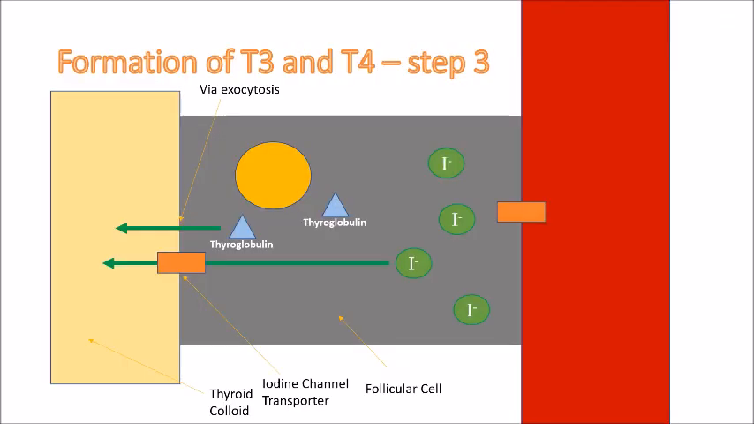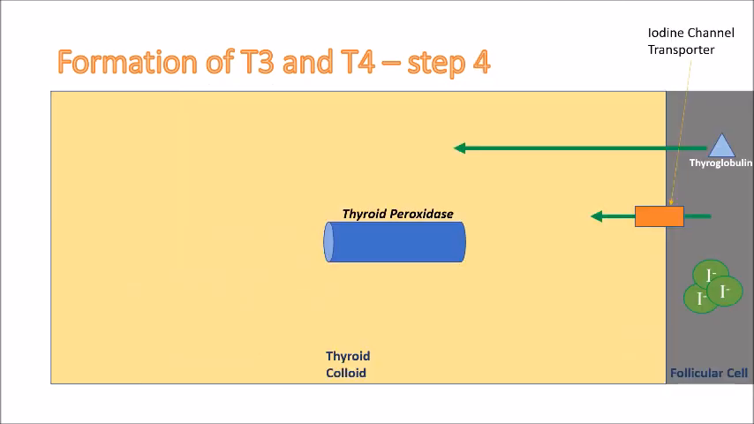So upon transcription and translation of thyroglobulin and the uptake of iodide, both make their way from the follicular cell into the thyroid colloid via exocytosis and the iodine channel transporter respectively, as seen here in the animation. So as iodide comes through the channel, it needs to be made more reactive, and we want it to be made more reactive because we need it to bind with thyroglobulin. The enzyme that is responsible for this process of making it more reactive is thyroid peroxidase.